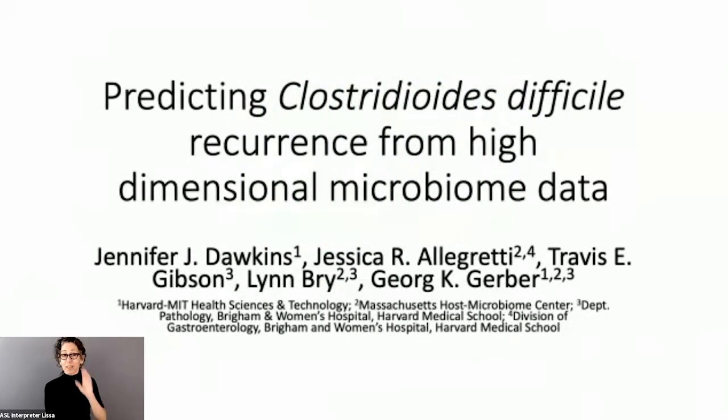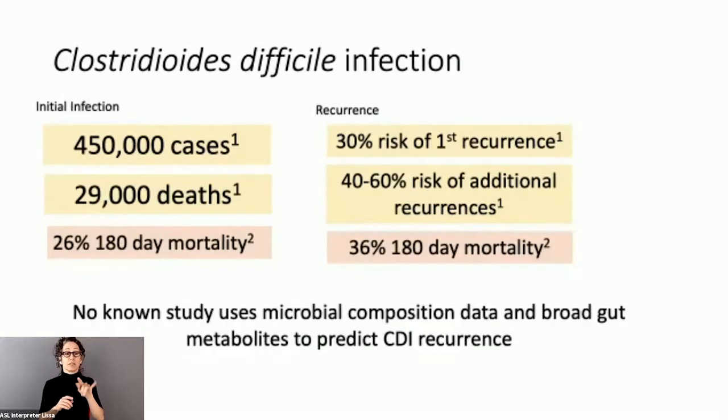Hello, my name is Jennifer, and I'm here to talk about predicting Clostridioides difficile recurrence from high-dimensional microbiome data. Clostridioides difficile infection, or CDI, is the most common cause of infection in the hospital, and it is a major cause of sickness and death in the US annually. Recurrence is a particular problem as it is incredibly common and increases mortality while decreasing quality of life.